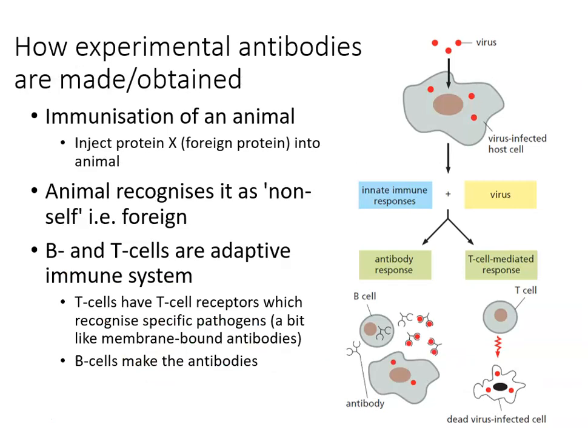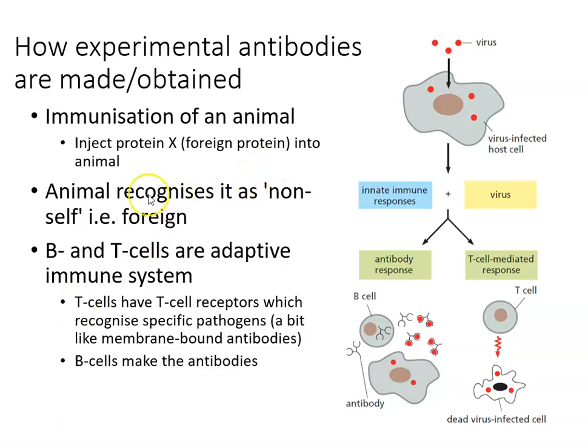So these B cells are crucial in responses to infectious agents, and they're also crucial in immunization, and they're also crucial in making antibodies experimentally. So if we want to make an antibody or collect some antibodies to a specific protein, the usual way of doing that would be to immunize an animal with that protein. So if we want to make an antibody to protein X, which is foreign to that particular animal, we will inject that animal with protein X and hope that the animal elicits an immune response against protein X.